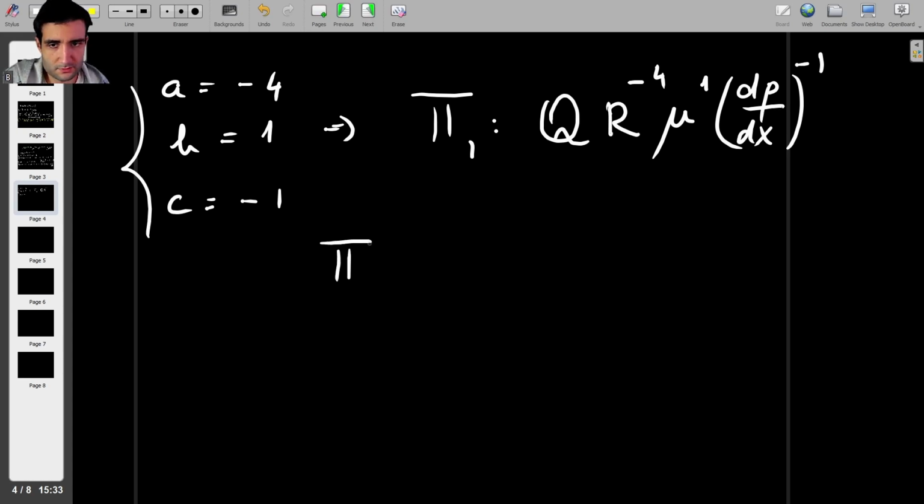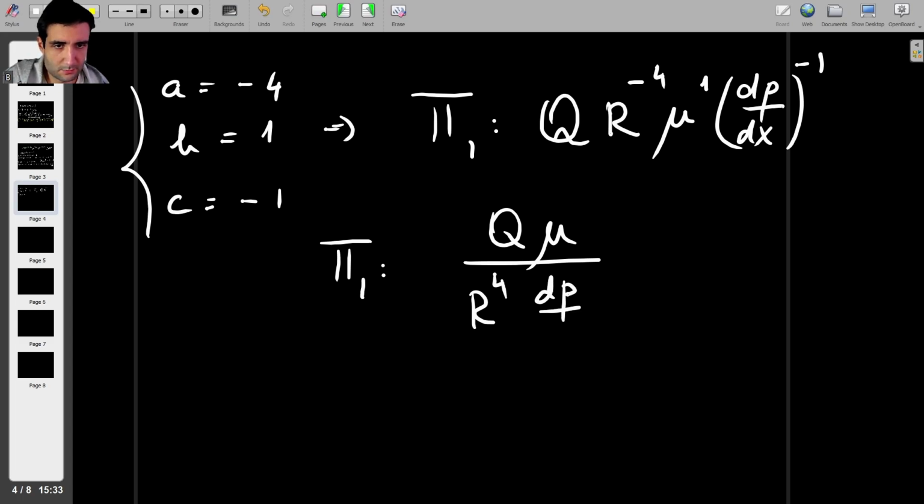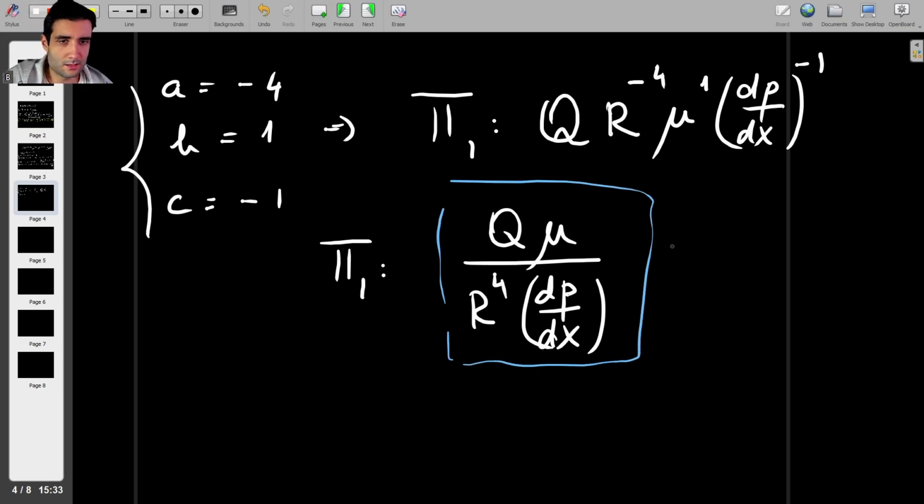So the pi group is Q multiplied by viscosity over r to the power 4 times dp by dx. So all this says is that this particular combination of parameters has no units.